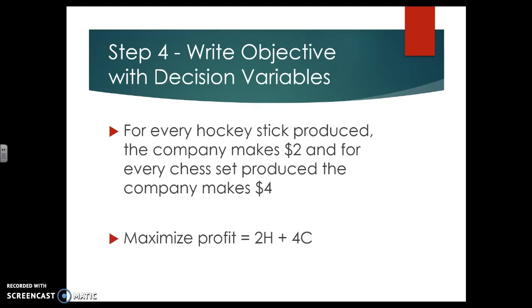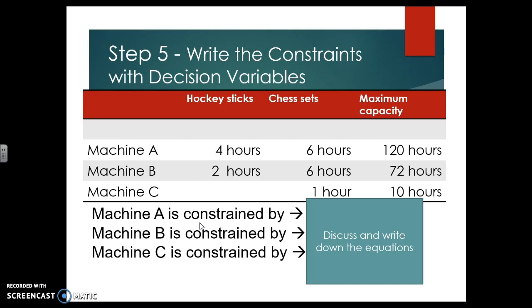So our max profit would be 2H plus 4C. And again, all I'm doing is saying 2 times every hockey stick I make and 4 times every chess set I make. So if I make 10 hockey sticks and 4 chess sets, I can solve and figure out what would be my maximum profit for the day. Go ahead and pause again and work on writing your constraints.